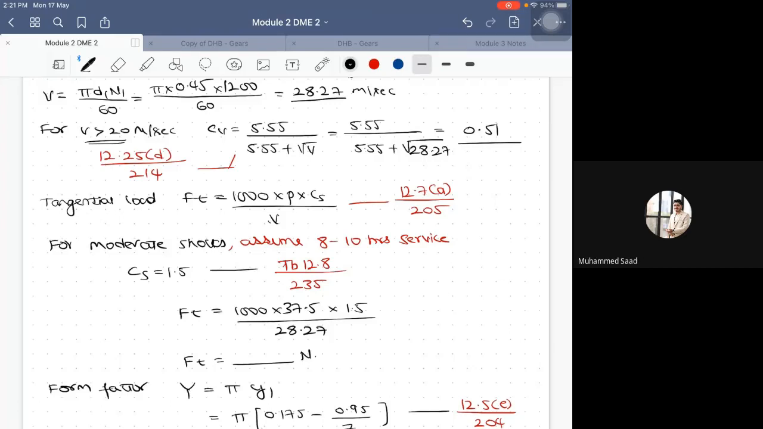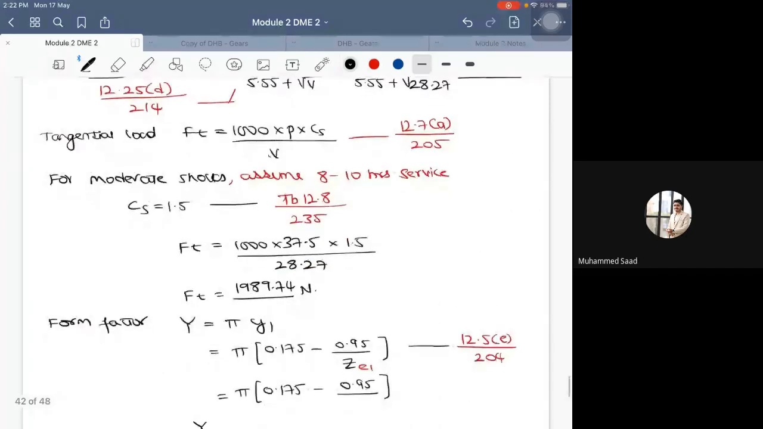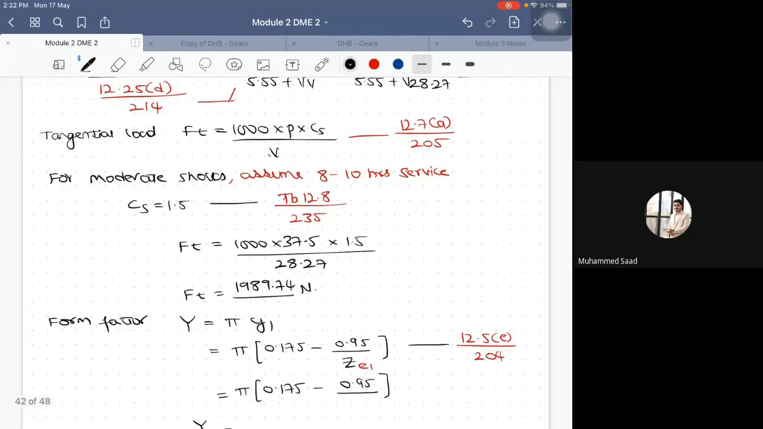In the tangential load, 1989.74. This is the value from the textbook. Now, form factor. Next is form factor.